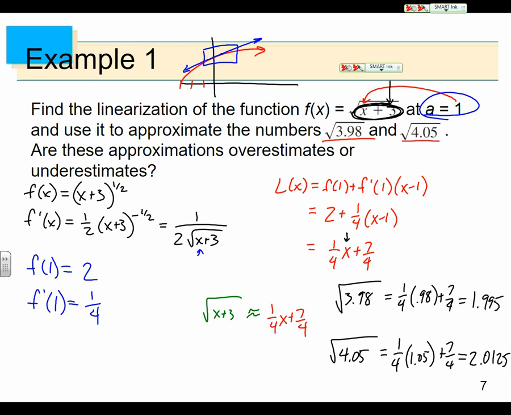So those are my decimal approximations of these two numbers. Are they exact? No, because these two values I found, the 1.995 and 2.0125, actually lie on this blue line instead of the red one. Well, looking at that, if I'm picking something that lies on the blue line instead of the red one, is that going to be an overestimate or an underestimate? It's got to be an overestimate because my tangent line lies on top of the curve that was given. So that's the idea of a linear approximation.